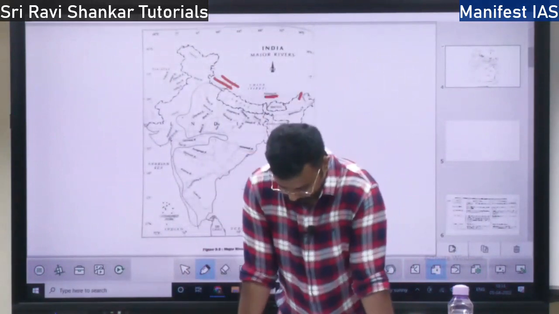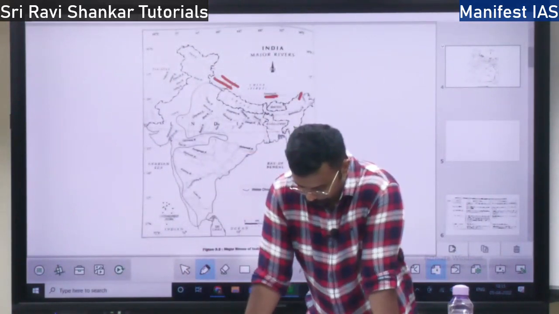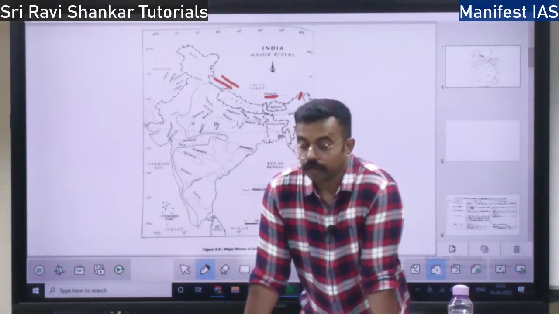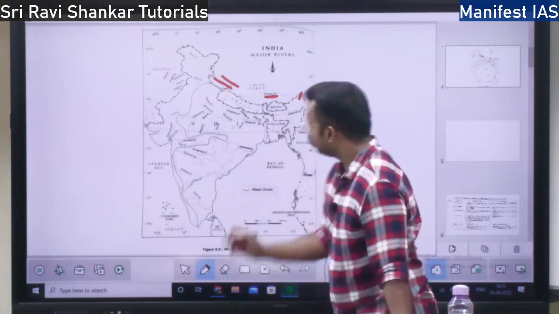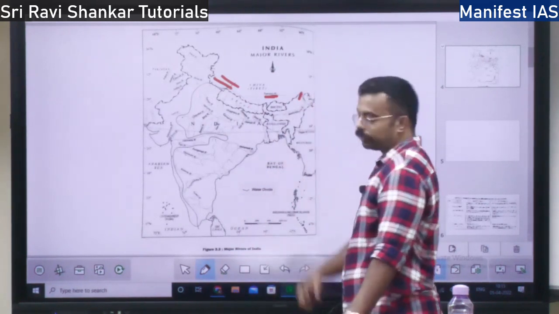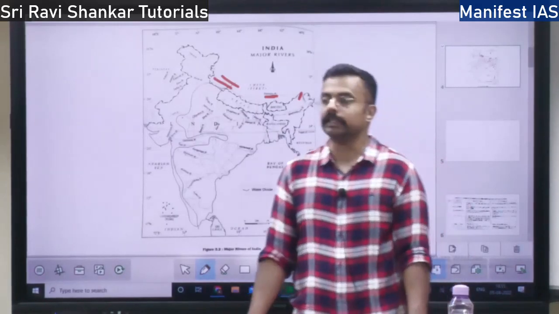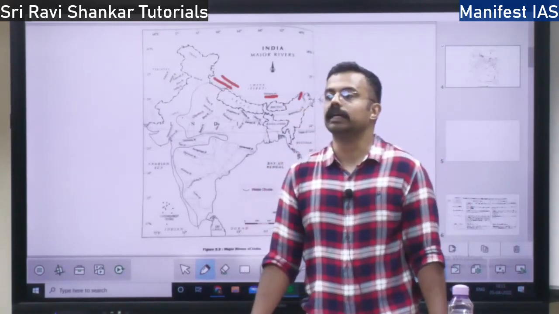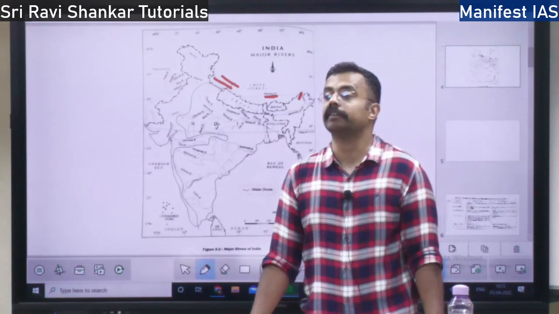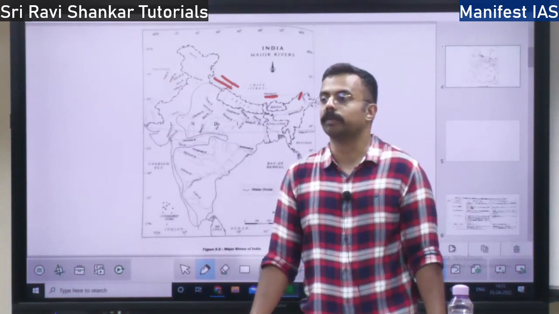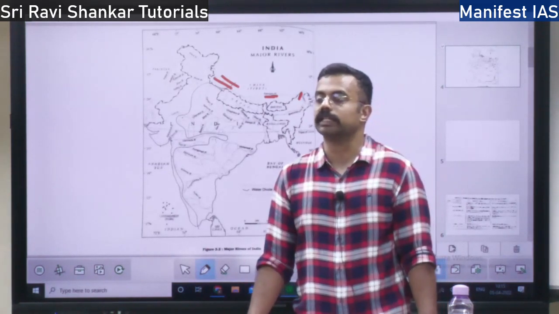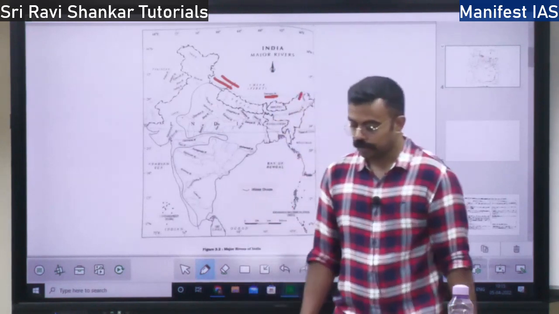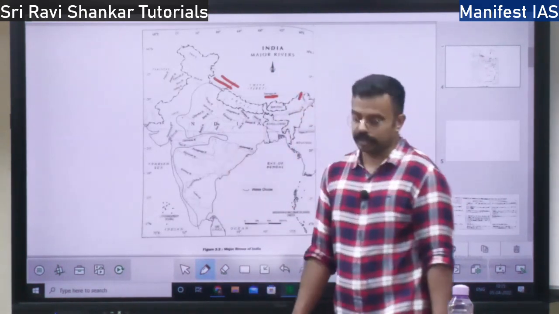So it enters India via the gorge at the Namcha Barwa and emerges at the foothills of the Himalayas. As what river? It enters India at Namcha Barwa as the Dihang River. Brahmaputra is not called Brahmaputra when it enters India. It is called the Dihang River in the Arunachal Pradesh region, right?